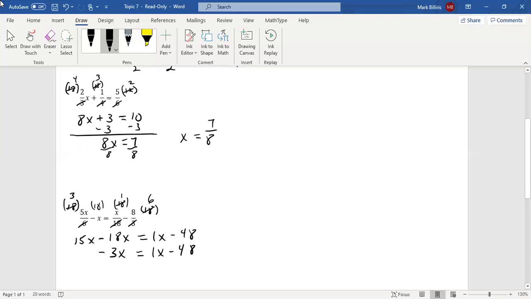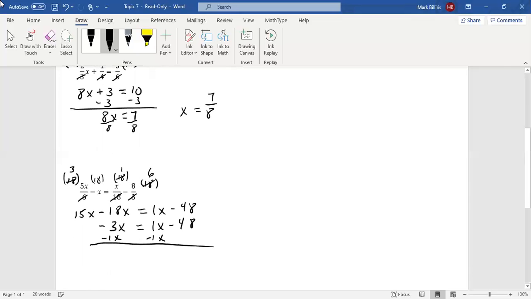Next, we isolate. So we're going to subtract 1x from both sides. That would give us negative 4x. 1x minus 1x cancels, so negative 4x equals negative 48. And then we're going to divide by negative 4. So x would equal negative 48 divided by negative 4. We're dividing a negative by a negative, so we get a positive. So our answer would be positive 12.